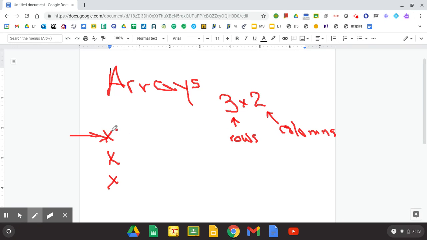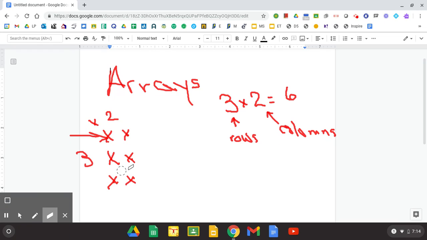Now the columns, you're going to fill them in, and I'm going to have a second column here because it's just 2. So that means each row has 2 in it now. So it's a 3 by 2. And then the way we find our answer with arrays is by counting the x's. 1, 2, 3, 4, 5, 6. So 3 times 2 equals 6.